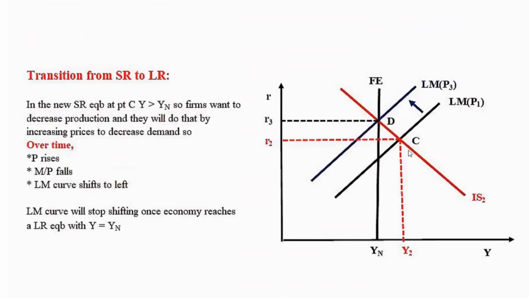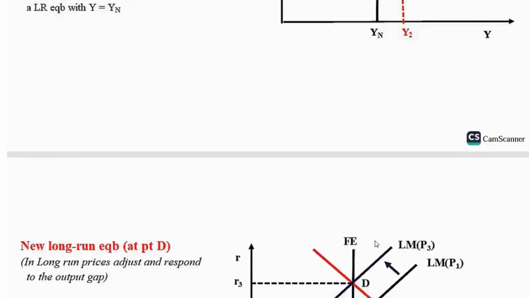Now we know in the new short-run equilibrium at point C, the output Y2 is above the potential level. So firms want to decrease production, and they'll do that by increasing prices. So over time, prices will rise. That will cause real money supply to fall. As a result of this, the LM curve will shift towards the left, and it will stop shifting once the economy reaches a long-run equilibrium with output equal to the potential output.